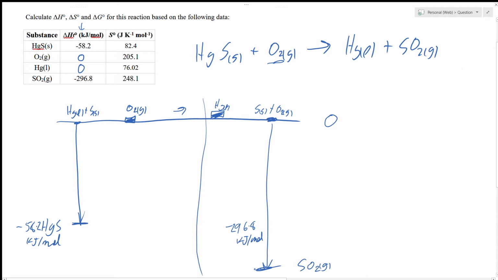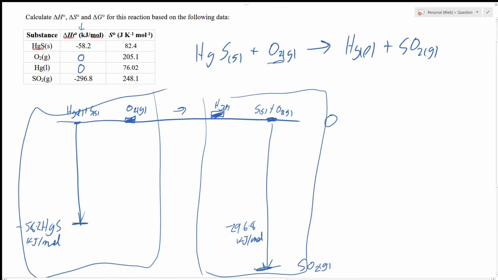So if we sum these energies together and sum these energies together, we can get the change in energy of this reaction in a very similar fashion to the height difference of our two villages on the mountain. We can see that the sum of the delta H formation of our products minus the sum of the heat of formation of all of our reactants is going to equal our delta H reaction.